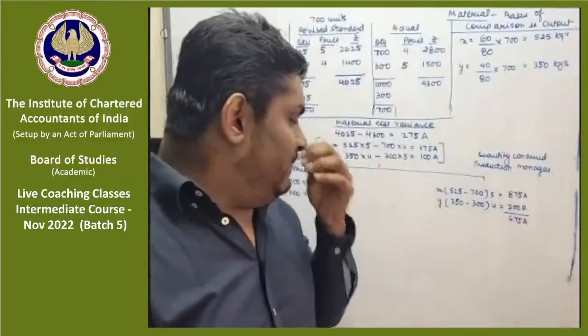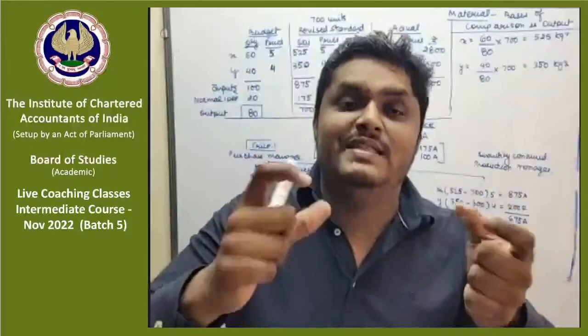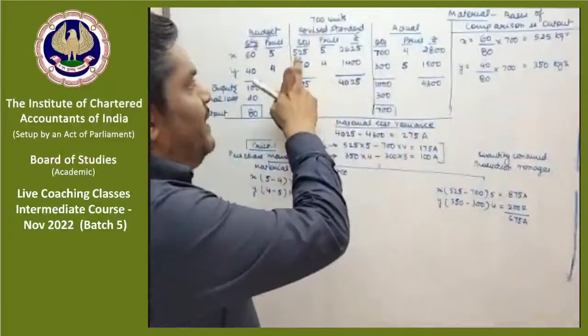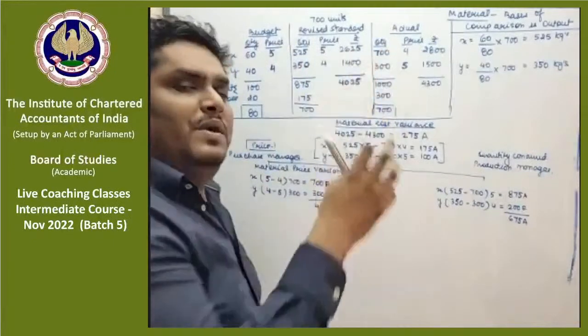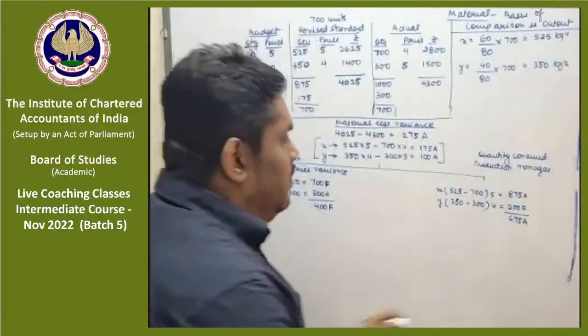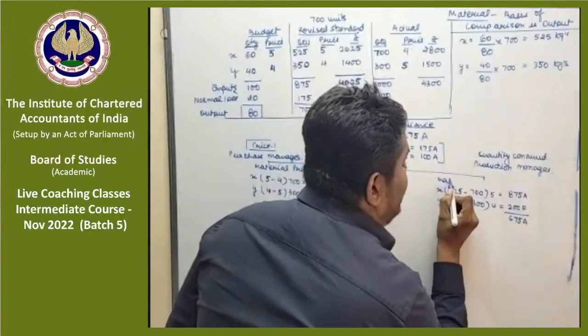So very simple. This is the difference in the usage, that is, how much raw material was supposed to be used and how much is actually used. So we call it material usage variance.